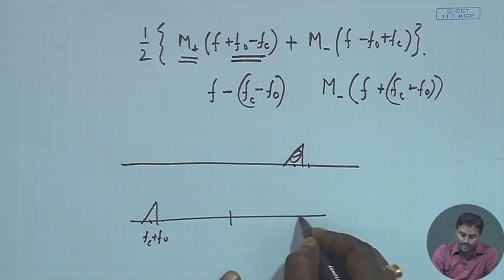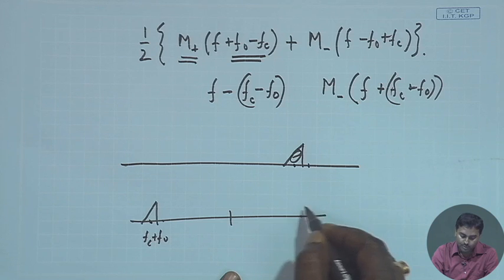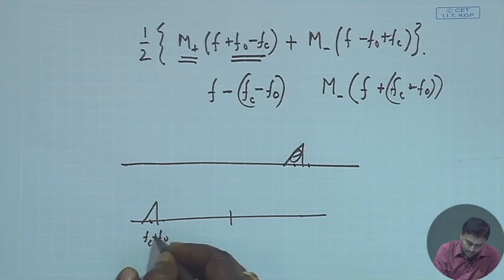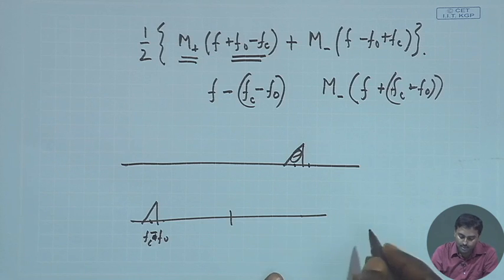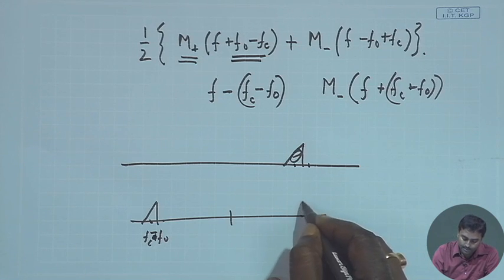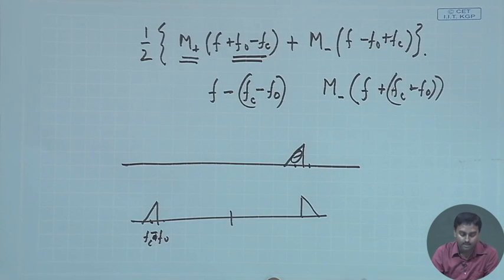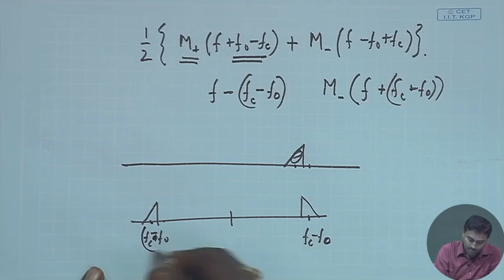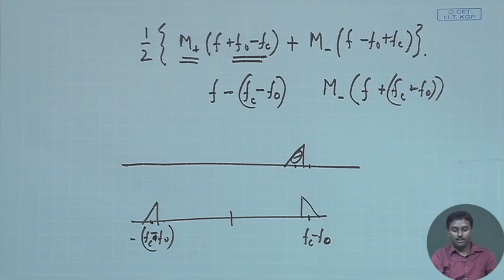And this m plus part comes to this, again Fc minus f0, and this gets centered at Fc minus f0. This is minus of that. So, you get a clear SSB representation, but you could see that we have never employed any Hilbert transform over here.